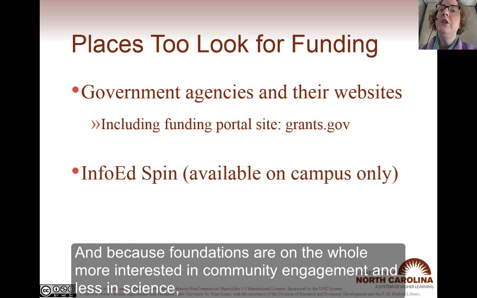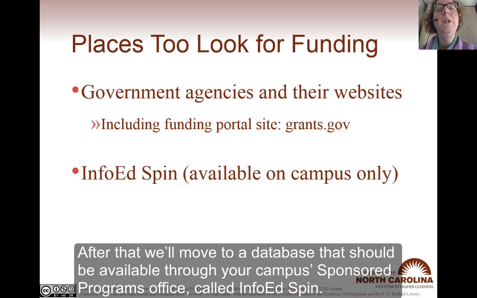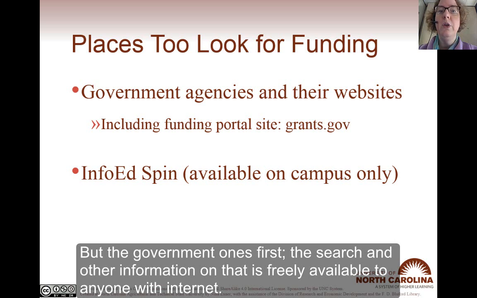And because foundations are, on the whole, more interested in community engagement and less in science, we're going to start with searching for funding opportunities in the U.S. government. After that, we'll move to a database that should be available through your campus's sponsored programs office. The database will be called InfoEd Spin, and it should work on your campus because of your sponsorship by your sponsored programs office. But the government ones first.